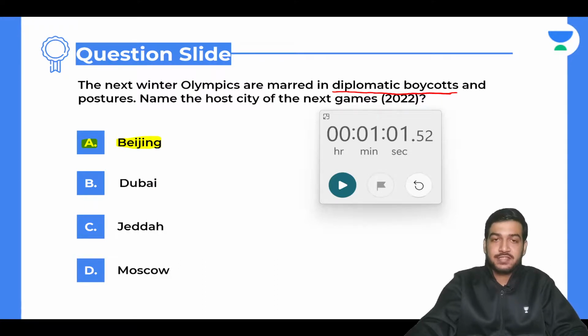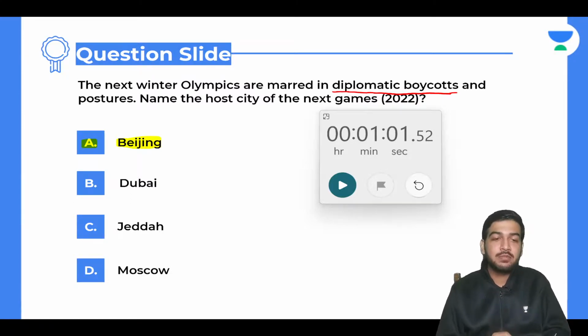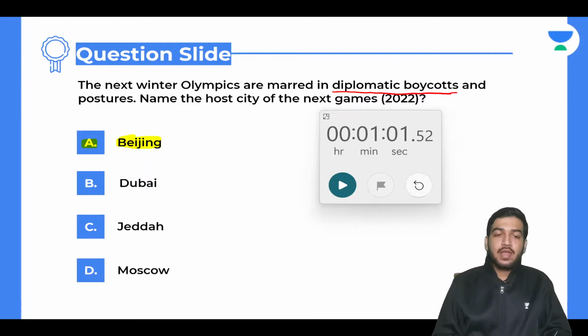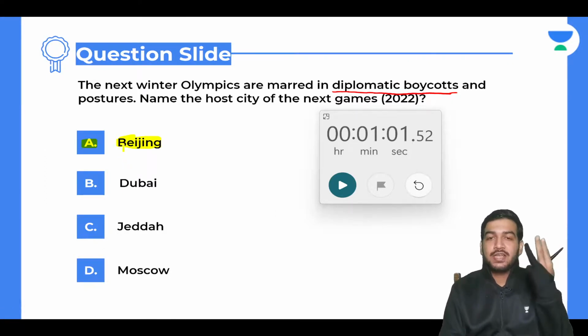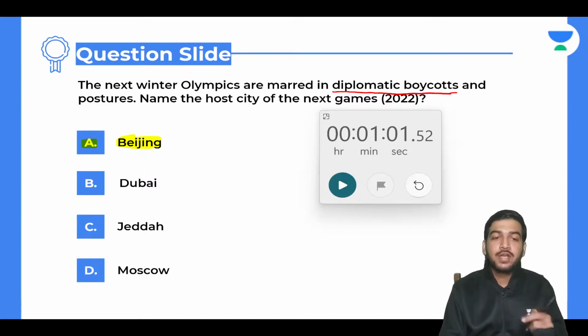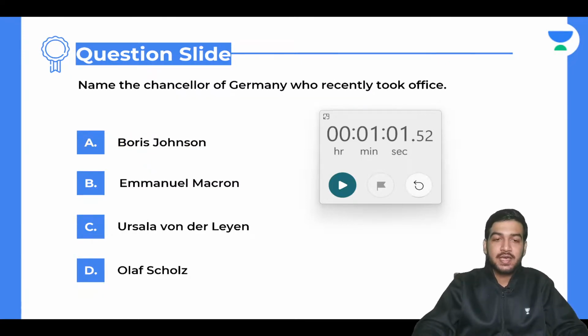For the very first time they are hosting them. No city has till now hosted both the Summer and the Winter Olympics in such a short span of time. So Beijing is able to do that now, and they are being hosted by the capital of China, Beijing, and the Hubei province. Okay, so USA, Australia, Canada have announced a diplomatic boycott of the Winter Olympics. That is, they will not be sending any officials to these games.